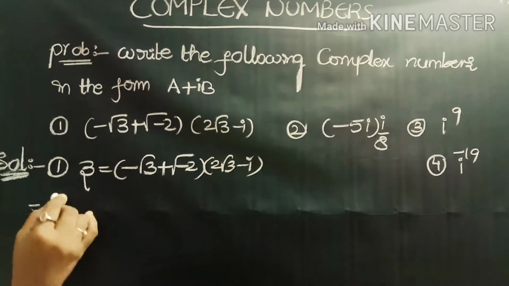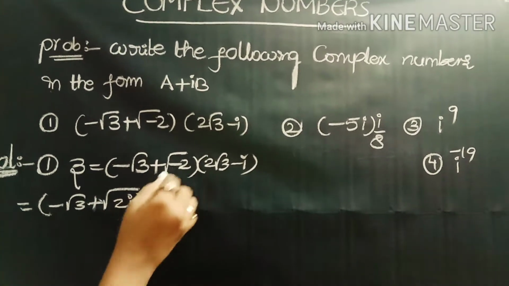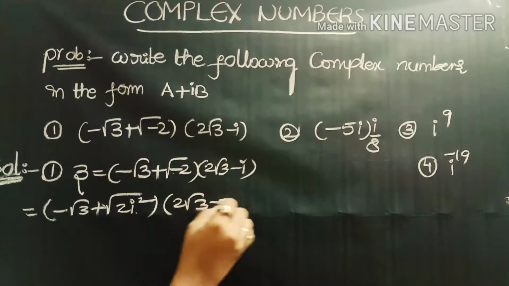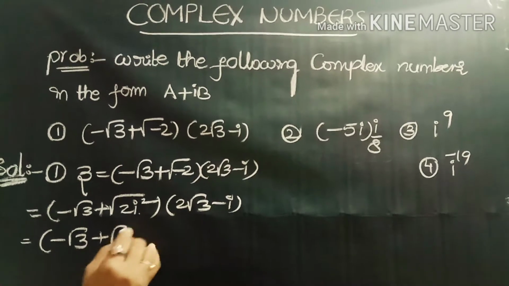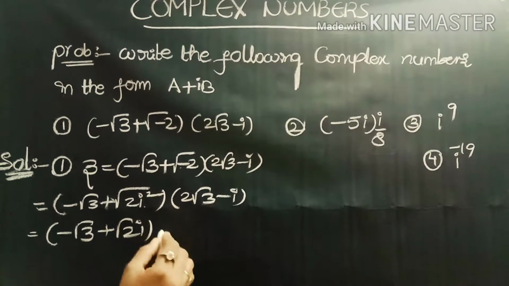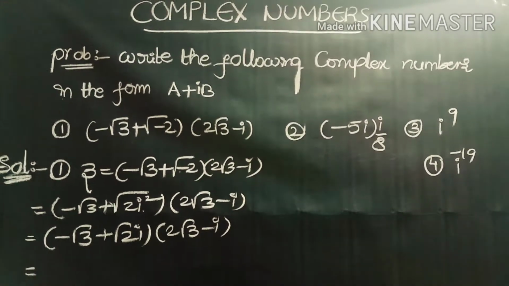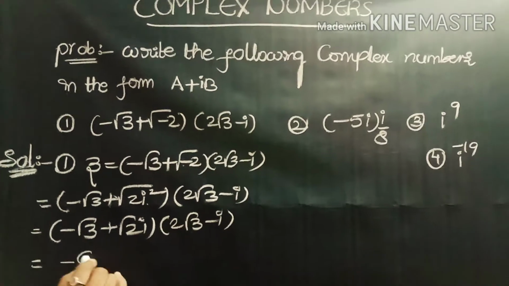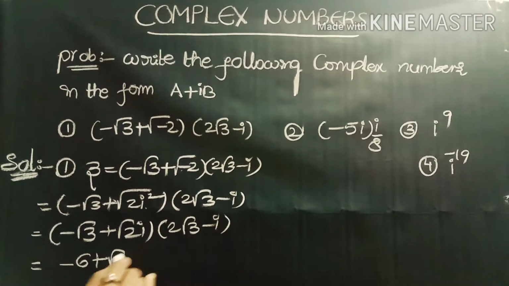is equal to minus root 3 plus root 2 i square. In place of minus 1 we take i square, into 2 root 3 minus i, and this is equal to minus root 3 plus root 2 i, since root i square equals i, into 2 root 3 minus i. Now taking the product here: minus root 3 into 2 root 3 is minus 6, minus root 3 into minus i plus root 3 i.